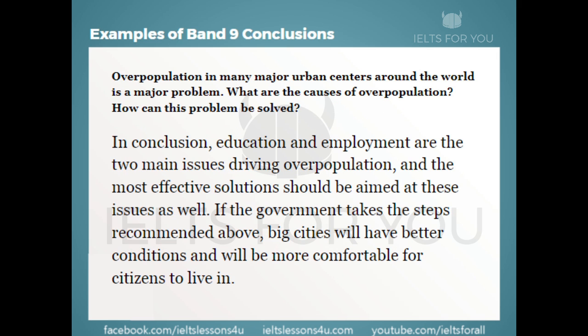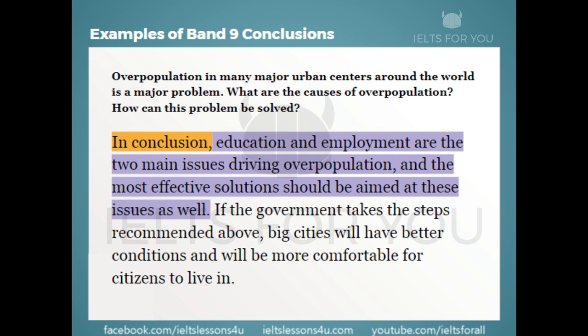The next one, read the prompt with me. Overpopulation in many major urban centers around the world is a major problem. What are the causes of overpopulation? How can this problem be solved? Let's break up our conclusion into the three parts. In conclusion, our transition phrase. And now our summary. Education and employment are the two main issues driving overpopulation, and the most effective solutions should be aimed at these issues as well.